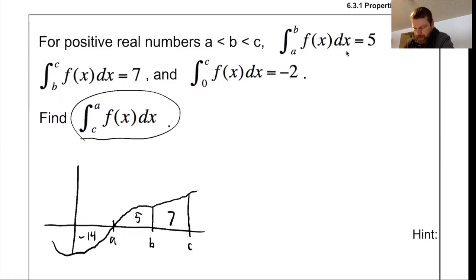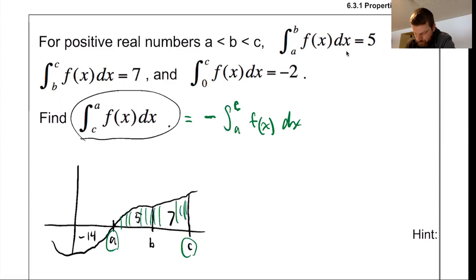From c to a would be the same integral as from a to c, but backwards, right? So this one would be the same as the negative integral that starts at a and goes to c of f of x dx. So we normally like to have the lower limit of integration on the bottom, so I like flipping them. If I flip them, I've got to put this negative out there. And I can say, all right, well, the integral that starts at a and goes to c would be all of this area, which would be a total of 12. So this would be a negative, because of that negative, 12.